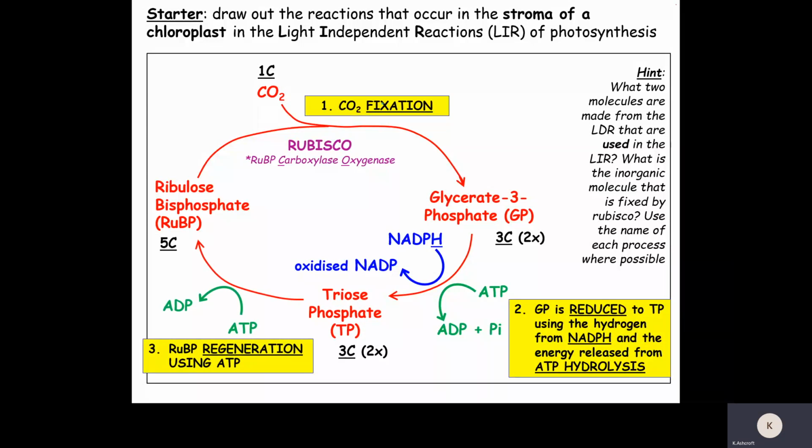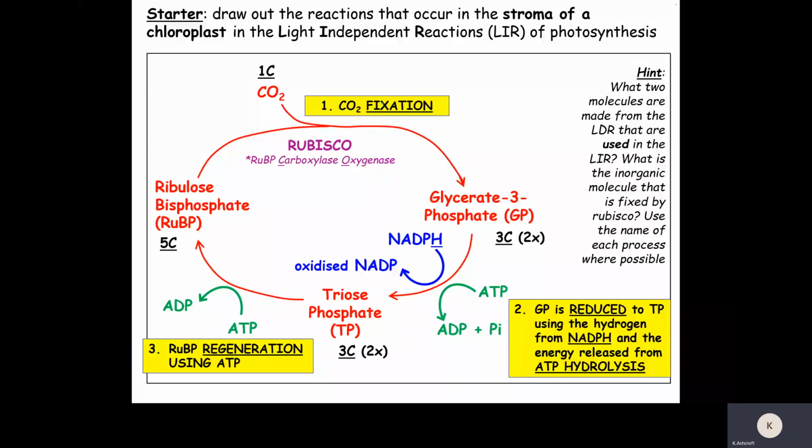Some of the glucose can also be used to generate chlorophyll. So most of the organic molecules that you get in plant cells are synthesized within the plant cell itself, and they're going to use the glucose as a starting molecule for that. But please be able to talk about the 3 processes in the LIR: CO2 fixation, GP being reduced to triose phosphate, and triose phosphate being used to regenerate RuBP.